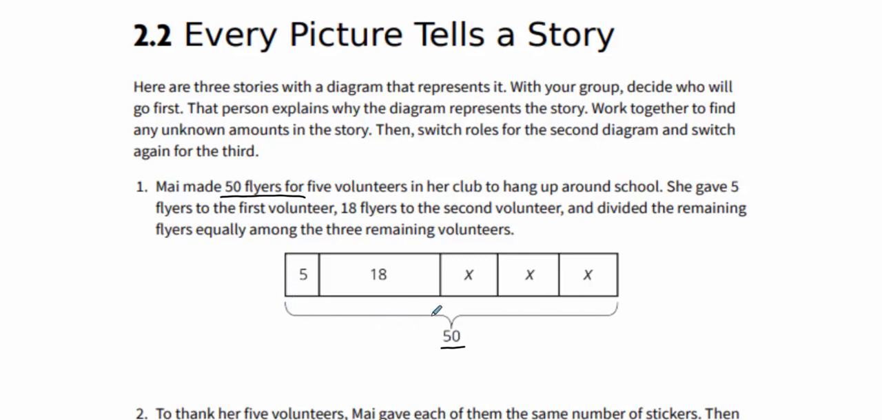And see these little brackets here? This picture is all of those 50 flyers. That diagram is all 50 flyers. Then she gave 5 flyers to the first volunteer. So here's a 5. So this must be the first volunteer. 18 flyers to the second volunteer. So here's an 18. That must be the second volunteer.